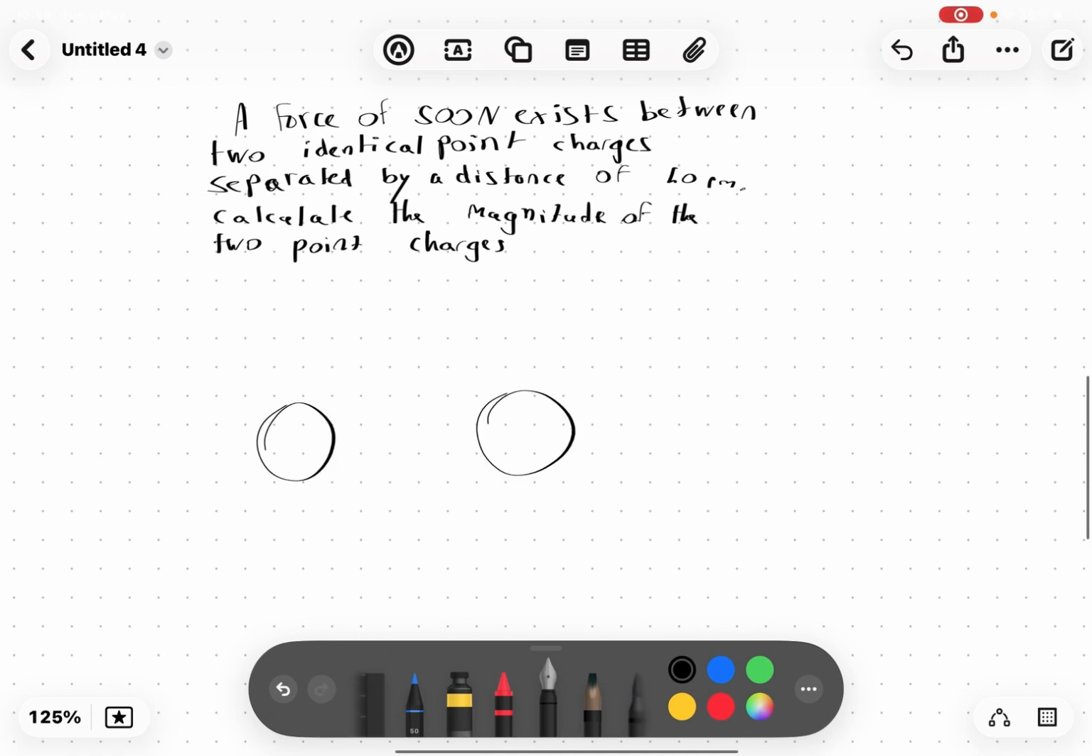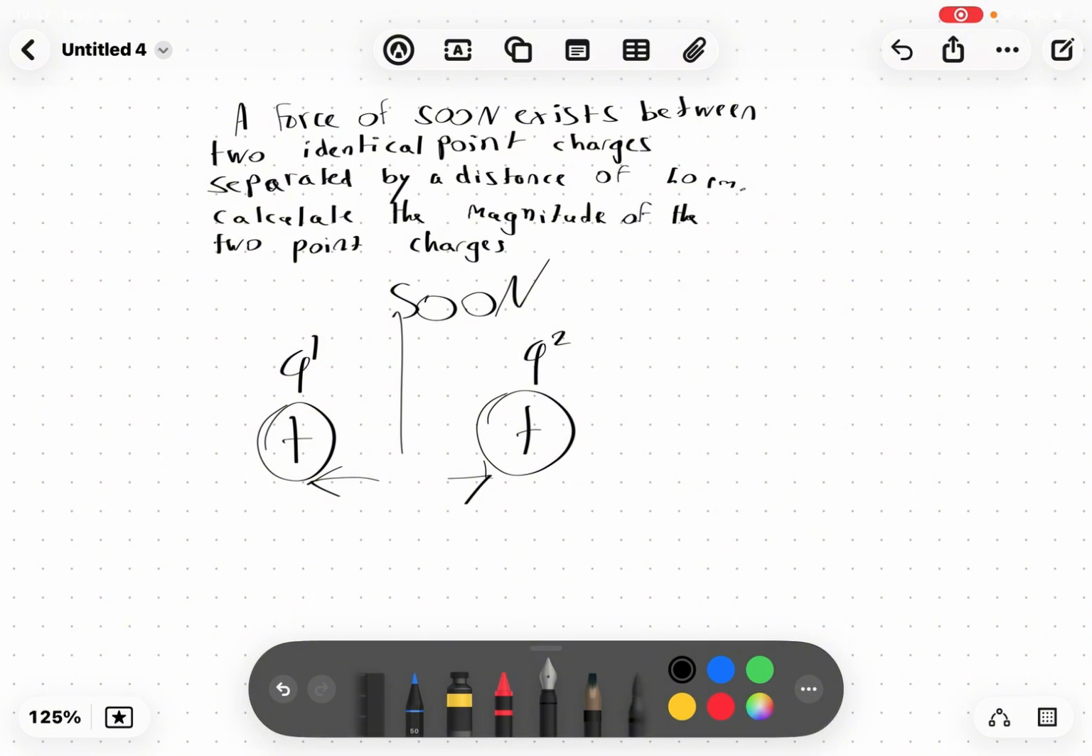We have the charges, both positive. We don't exactly know that they're positive, however we just assume that they're positive because they are identical point charges. Let's just put Q2 for now. They repel, and that force is 500 newtons. The distance is 40 centimeters, convert it into meters, divide by 100, 0.40 meters.